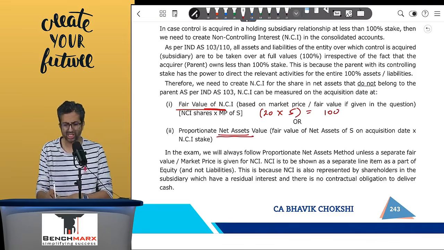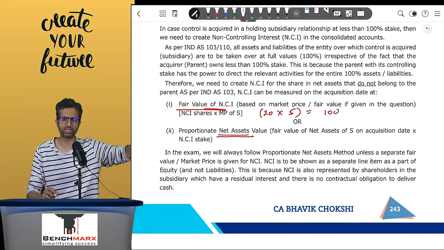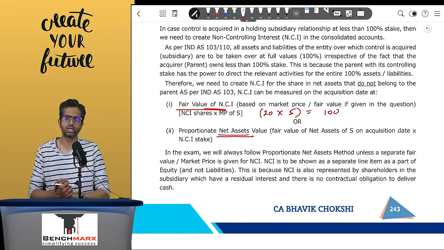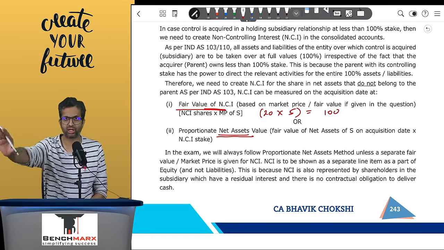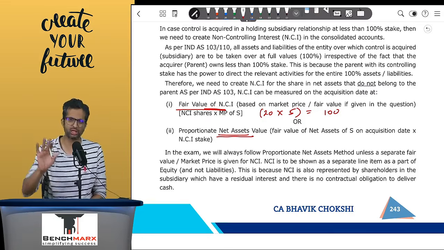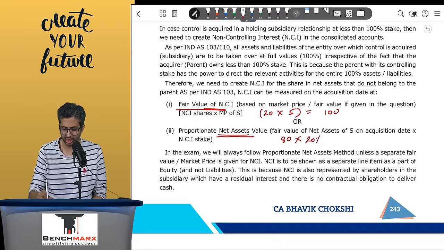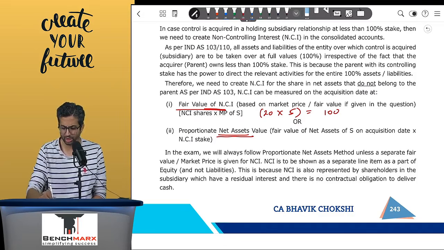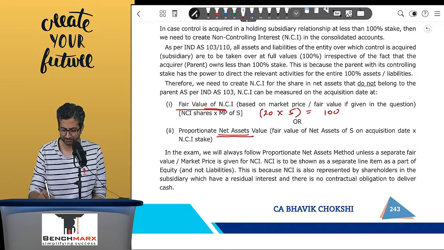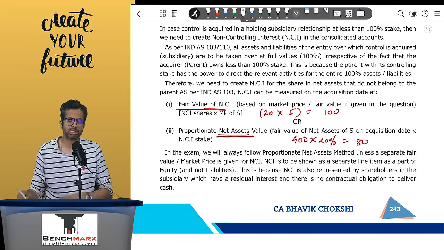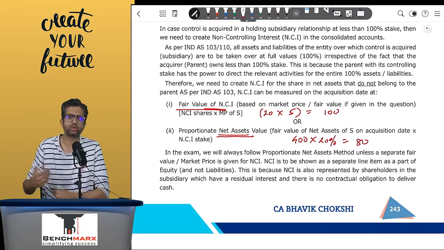Or you might say that, okay, I don't need to look at the quoted market price, etc. I can look at, let us say, the fair value of net assets that I am taking over. Let us say the net assets that are taken over, for example, are worth 80 rupees. So we can say 80 into 20%. No, 80 is too low. Let us say they are worth 400 rupees. So 400 rupees into 20% comes to 80 rupees. So over here 80 can be NCI using the proportionate net assets method.